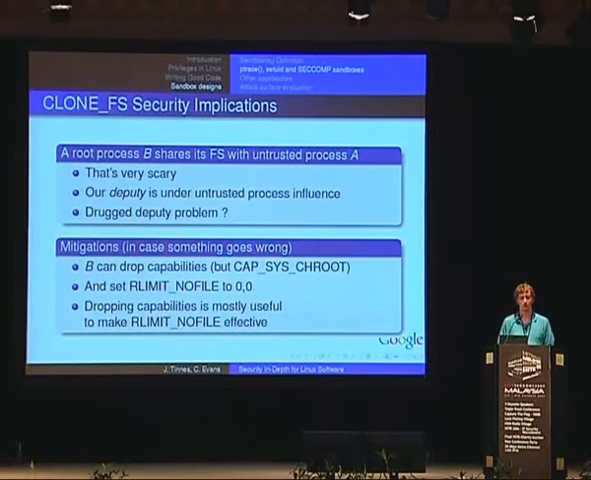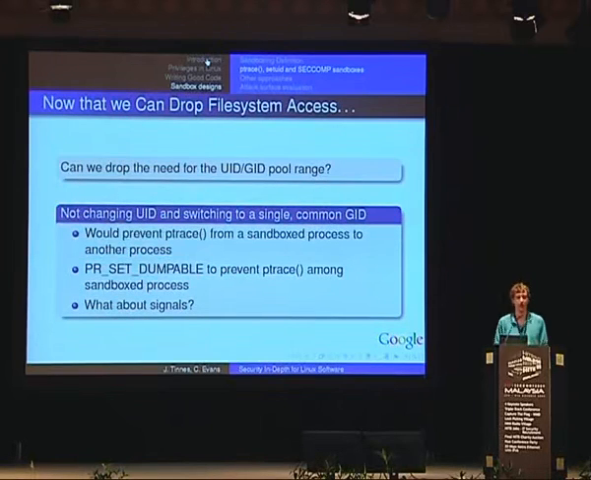So what we do is we drop all capabilities but CAP_SYS_CHROOT, because we need to be able to chroot in the privileged process B. Then we set our limit no file to 0, so that the process cannot open any file. And then we still have this problem of process B sharing its file system structure with untrusted process A. But even if A tries to do something bad, B will not be able to open any file. So that's kind of better. So that's what we did, and then we were very happy because we completely dropped file system access by chrooting to an empty directory. So now that we did that, can we improve the first part of the sandbox?